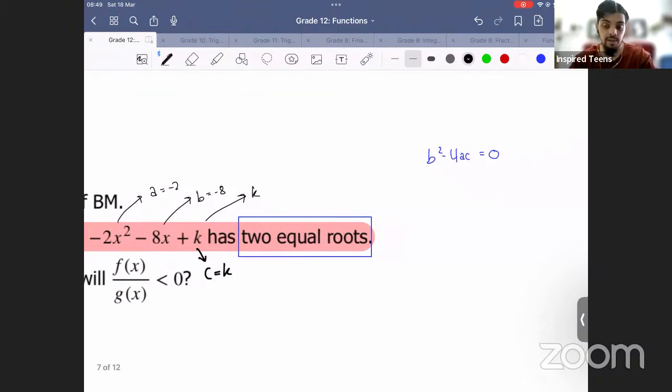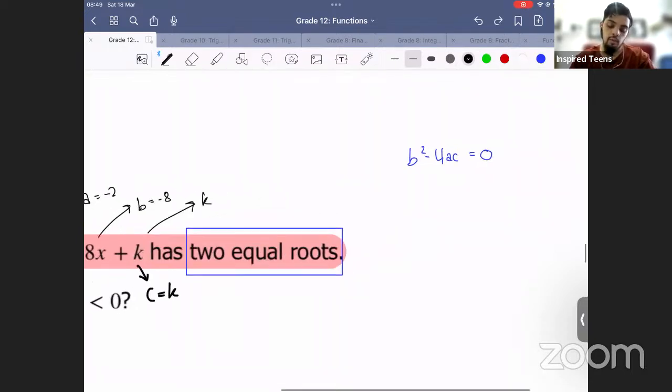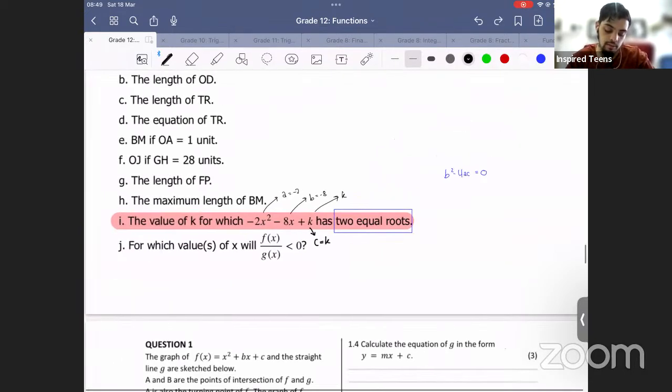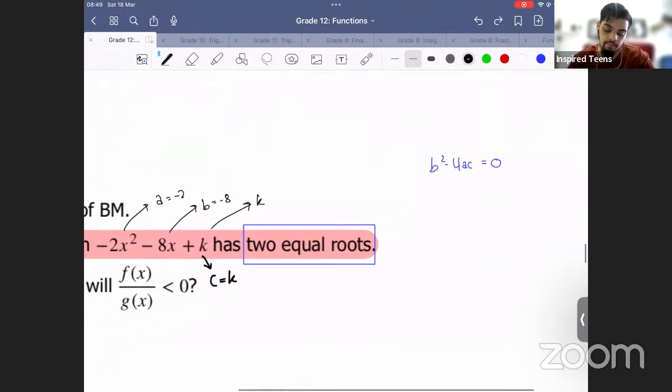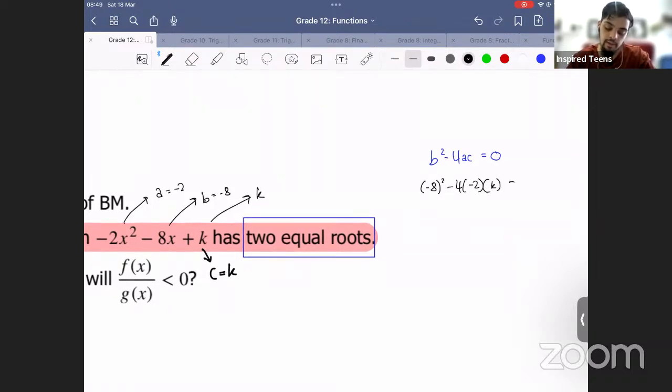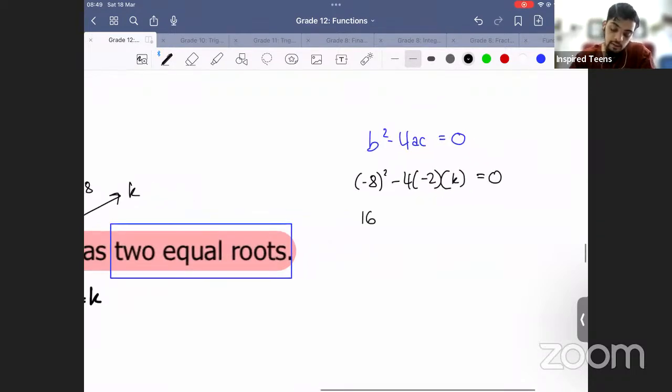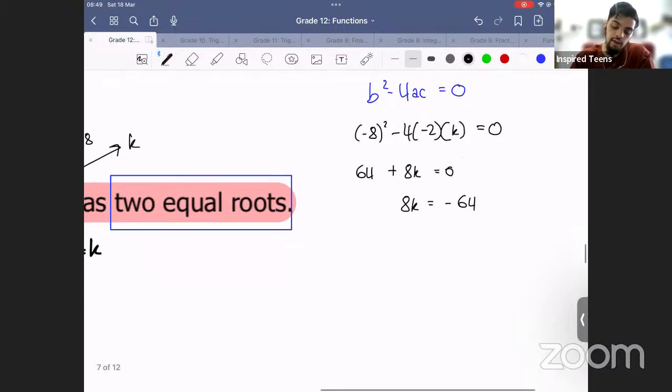So b squared minus 4ac needs to be equal to 0. I need to solve for k. Again, why do I need to equate it to 0? Because it needs to have two equal roots. So b is negative 8, so I'm going to say negative 8 squared minus 4 into negative 2 into c, which is k, is equal to 0. This is 64 plus 8k is equal to 0. 8k is equal to negative 64, and k is equal to negative 8.